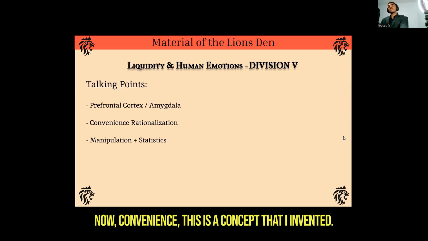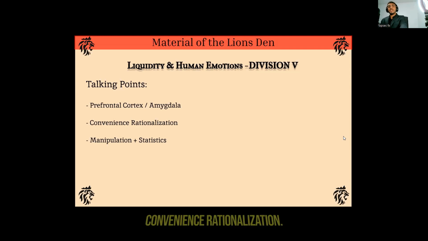Now, convenience, this is a concept that I invented. Convenience rationalization. What is convenience rationalization?